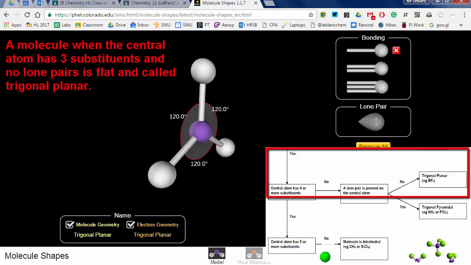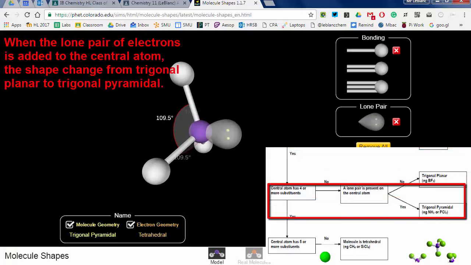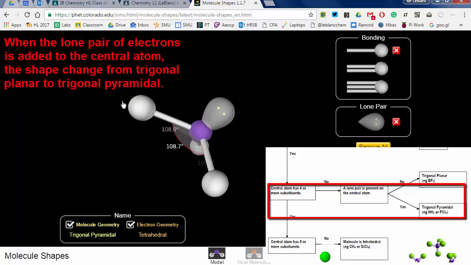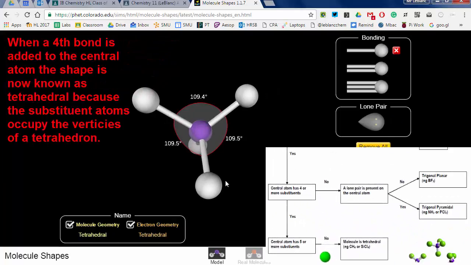If I make a central atom where there's 3 substituents and no lone pairs, it's a flat molecule. The bond angles are 120 degrees, right? But as soon as I put a lone pair of electrons on that central atom, those bonds tighten up from 120 to 109 degrees, and I call this shape trigonopyramidal.